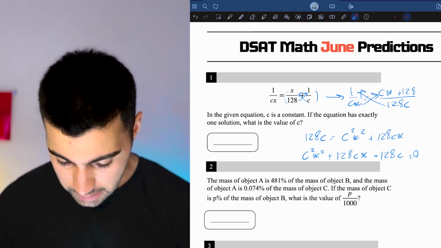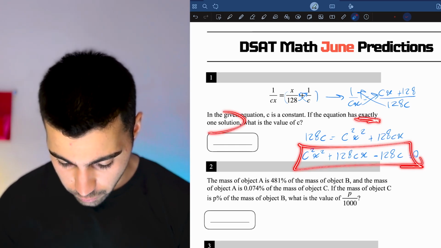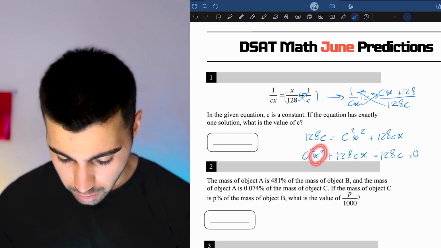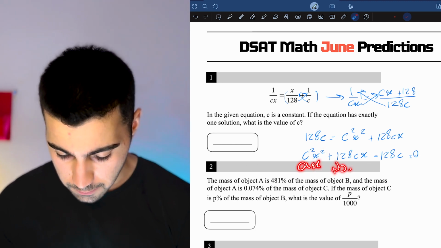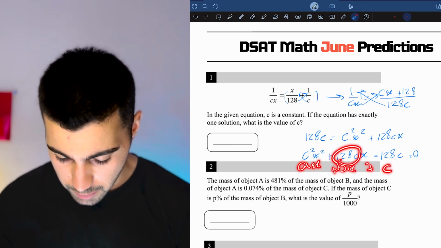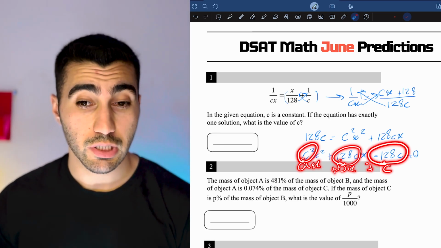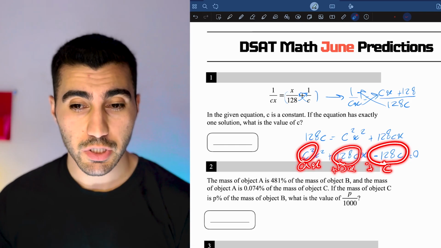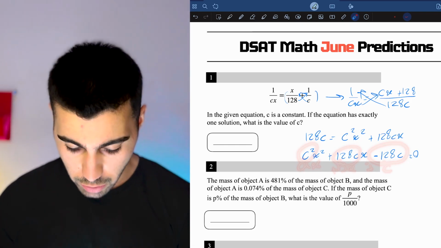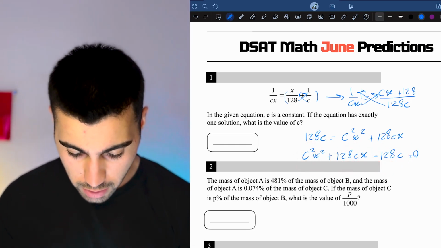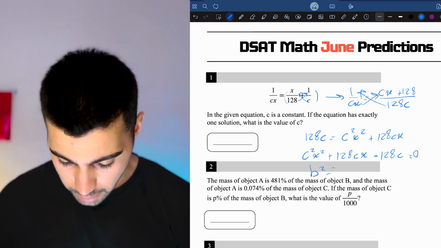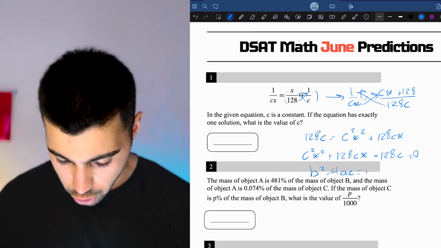The question says this thing has exactly one solution, and this is x squared, right? It's ax squared plus bx plus c. This is my b, this is my a, this is my c. And we know that if a quadratic equation has exactly one solution, then the discriminant should be equal to 0. So b squared minus 4ac should be equal to 0, right?